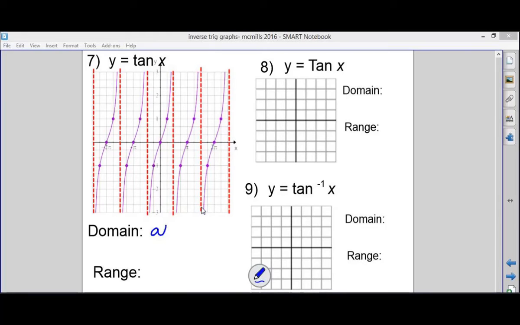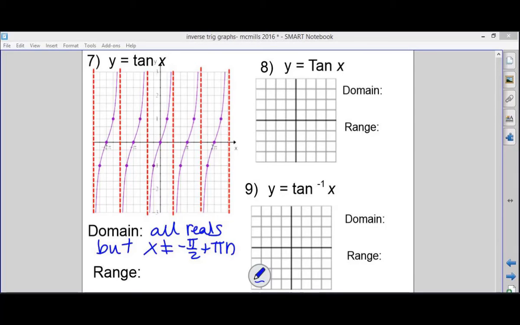So to say the domain, you could say it many different ways, but one way is to say all real numbers except x cannot equal negative pi over 2 plus pi n. Now, that could also be said as positive pi over 2 plus pi n. This n stands for an integer. So you could be plugging in 0, 1, 2, -1, -2. It's just showing you that's how often it occurs as you add or subtract pi to negative pi over 2.